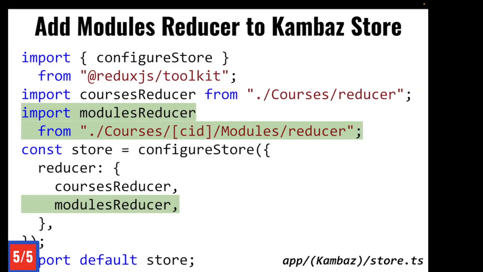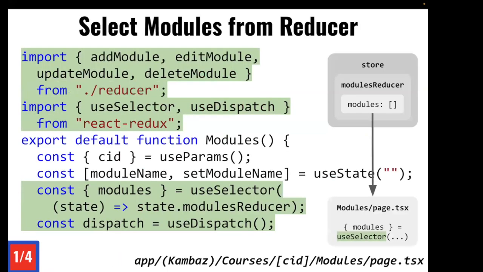Okay. Once we have that reducer, we can re-implement the modules page so that it no longer declares modules as a local state variable. Instead, it's going to pull the modules from the store. So no longer is this modules a state variable. Instead, it's in the modules reducer, which we're going to select into our modules page using the use selector. And once we have a copy of that, we can then iterate over it and display it like we would normally. Okay.